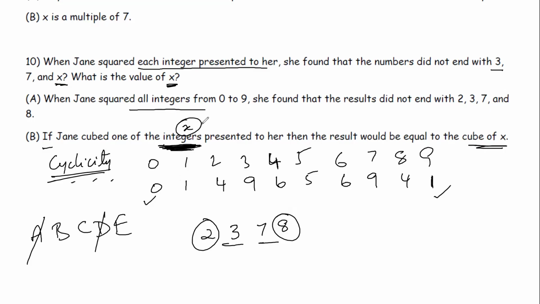So what I'm trying to say is that the cube of x is equal to that integer cubed. I'm using I as an integer, so its cube is equal to the same number. And we know that it will not end with 2, 3, 7, or 8, where out here x could be either 2 or 8. Correct?